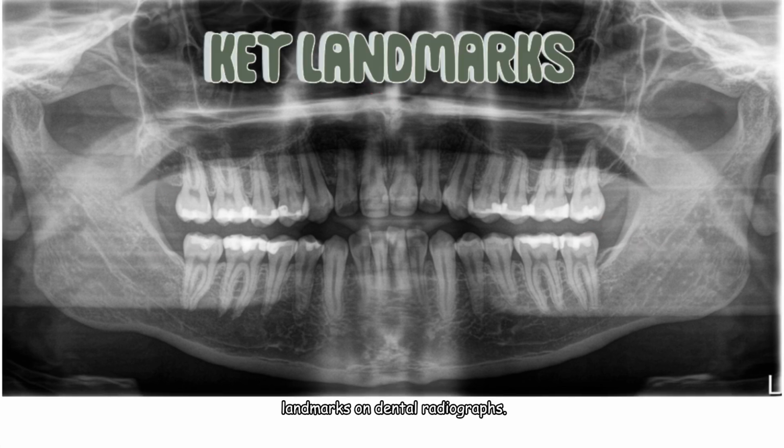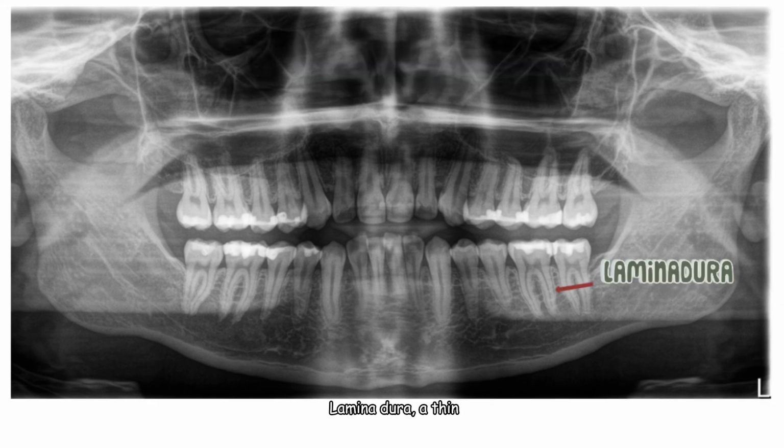Key landmarks on dental radiographs. Dental radiographs reveal a wealth of anatomical landmarks that aid in diagnosis and treatment planning. Let's explore some of the key landmarks. Lamina dura, a thin, radiopaque line surrounding the tooth root, representing the compact bone lining the tooth socket. A healthy lamina dura appears dense and continuous, while thinning or absence can indicate periodontal disease.